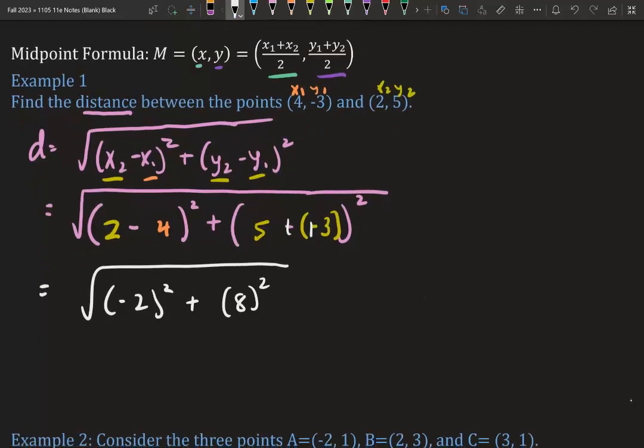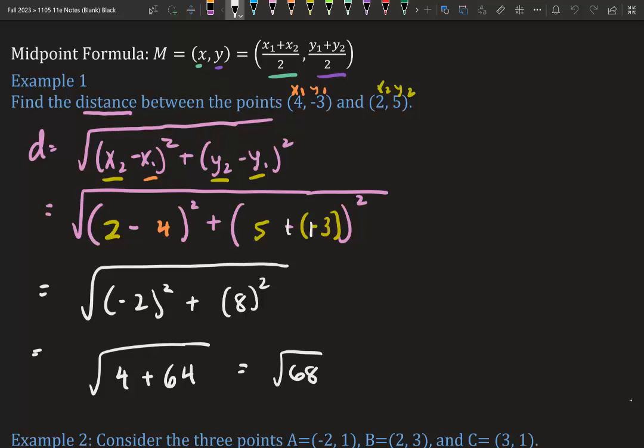Alright, (-2) squared, that's 4. Positive 8 squared, that's 64. 64 and 4, we get the square root of 68. Now, we can simplify this. You must simplify every single time. We're never going to tell you to just start simplifying. That's something you're always just going to know you have to do. At the end of it, you must simplify.